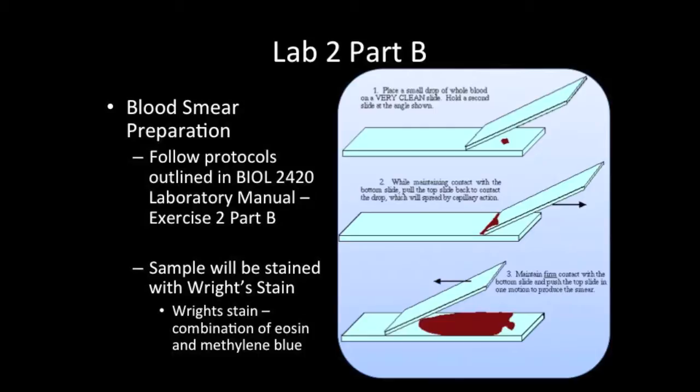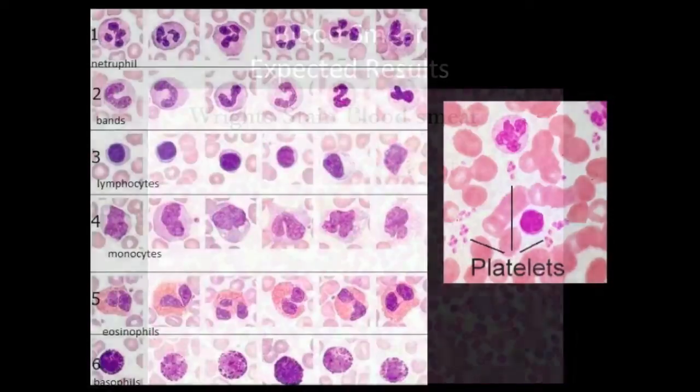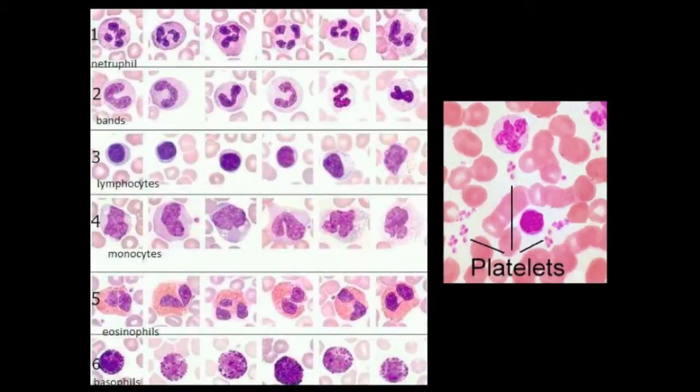Now note in your protocol that you will not heat fix your sample of blood prior to staining the sample with Wright stain. This is because the methanol in the Wright stain serves as a chemical fixative for the blood cells. When you have completed your prepared blood smear, your results should look similar to those seen on the screen. I want you to identify the different types of formed elements you observe on your prepared slides. In order to do so, you will need to familiarize yourself with what the different types of formed elements look like.